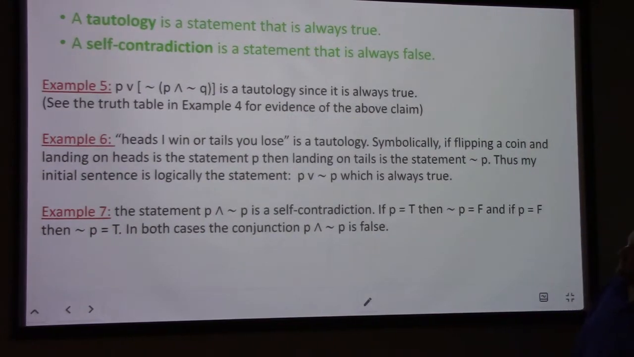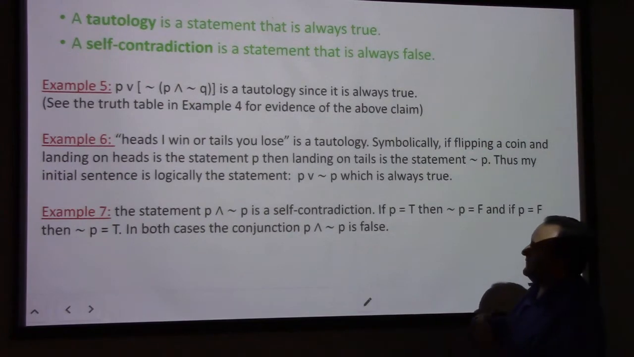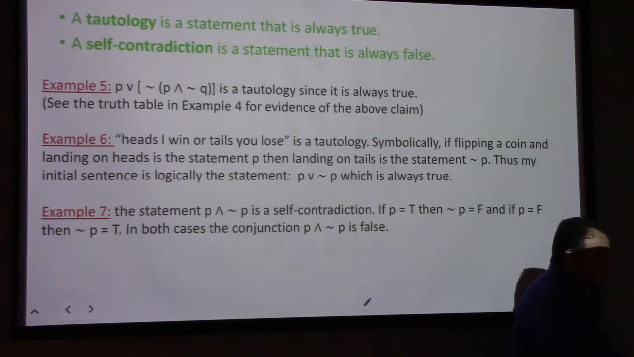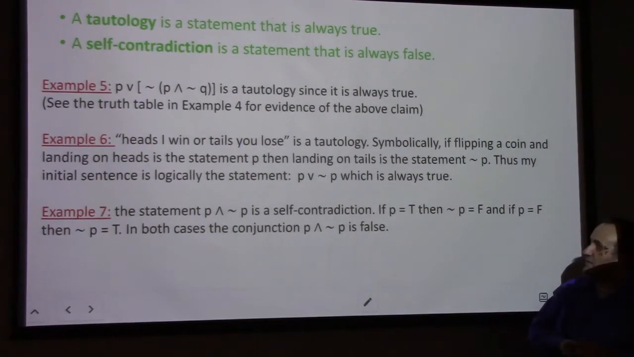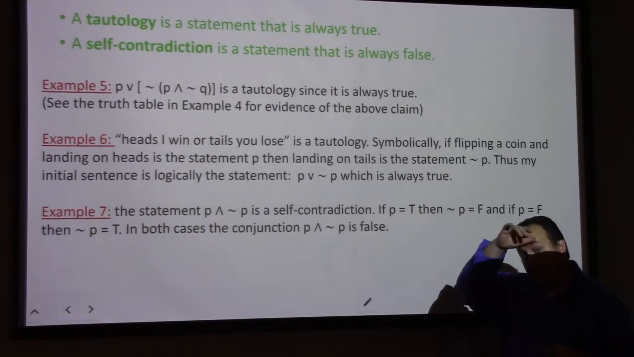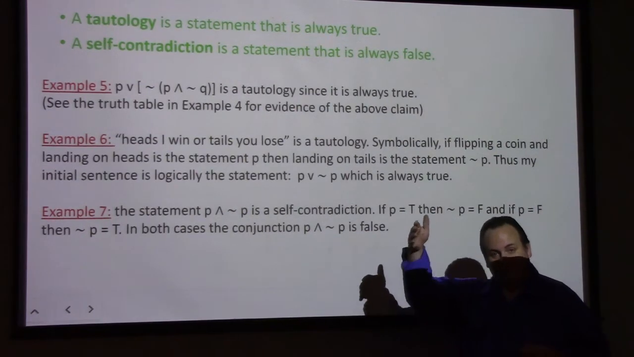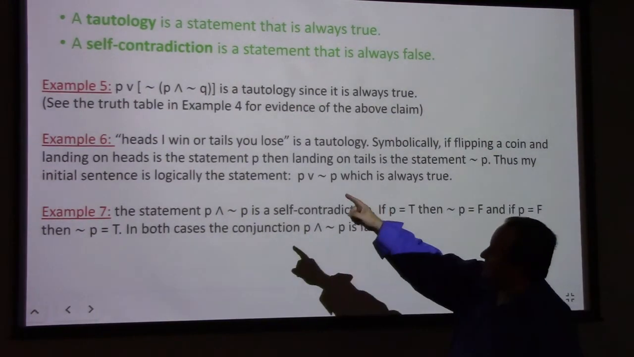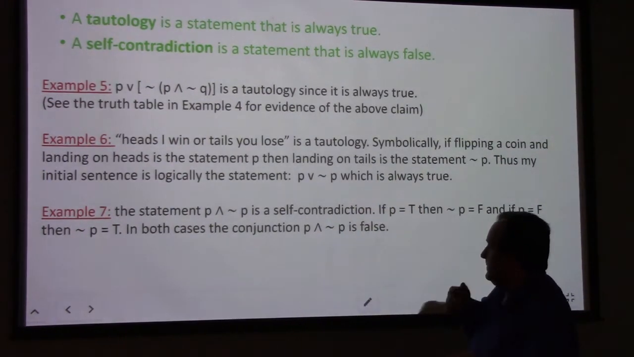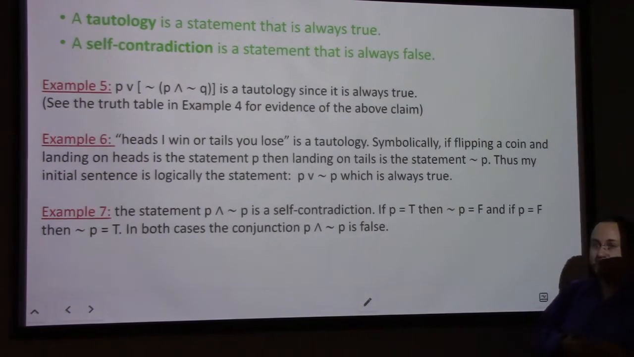So a tautology is a statement that's always true. In contrast, a self-contradiction is a statement that's always false. Here's some examples. The example we just did with the inside-out truth table: the outcome was that no matter what P and Q are, the statement P or (not P and not Q) is always true. That's a tautology because it's always true, no matter what P and Q are.